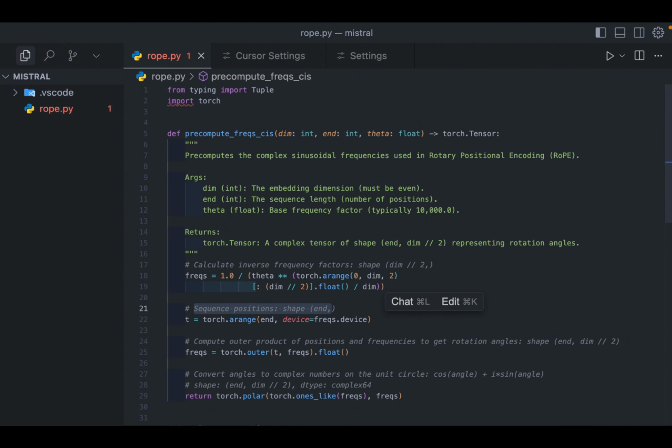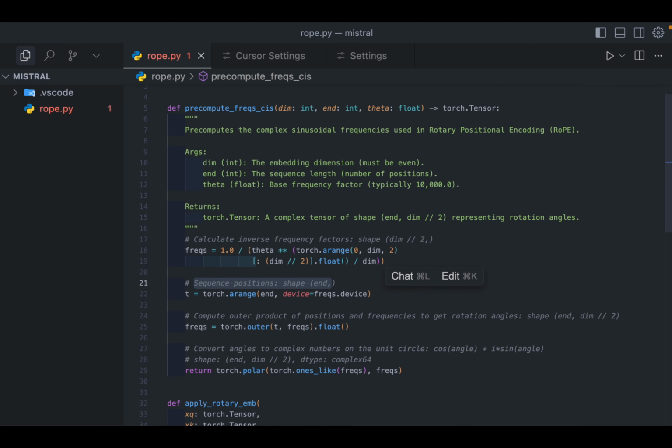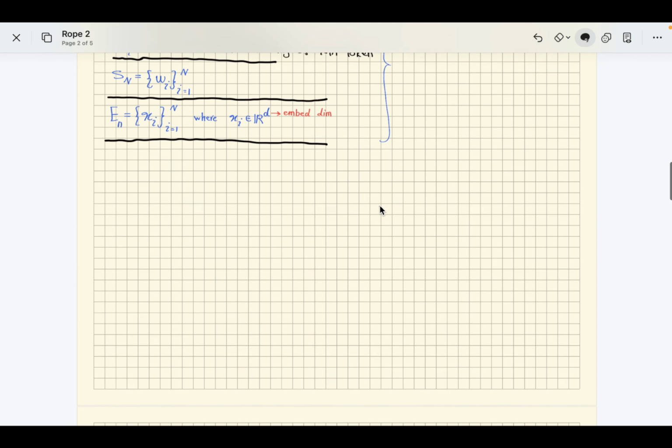It has two main functions. The first one pre-computes the frequencies, or the angles, and the second one applies the rotary embedding. In the first function, the inputs are the dimension, the end, which means the sequence length, so technically those m's, and the constant theta, which you can change but is typically 10,000. First we calculate all those frequencies, which this line does, the same as here.